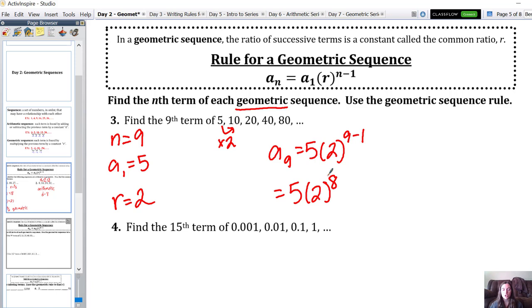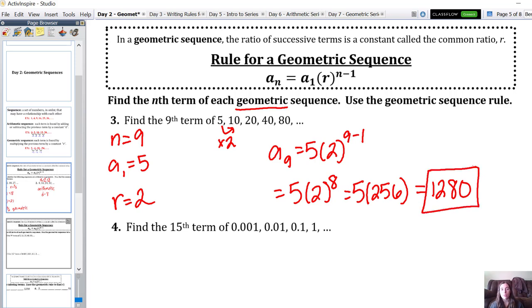We're only raising this 2 to the power of 8. So let's see what 2 to the 8 is. That is 256. So we need 5 times 256, which is 1,280. That means the 9th term in this sequence, if we were to multiply by 2 over and over again to get to the 9th term, we'd get to 1,280.